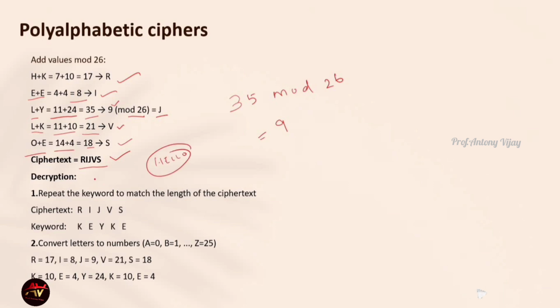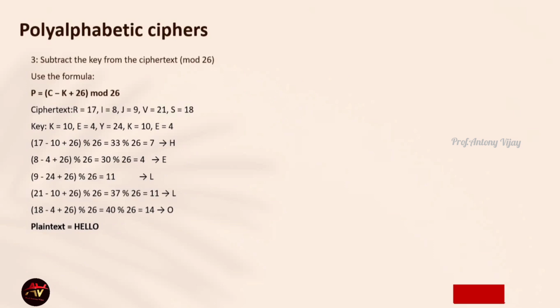Now we have to do the decryption part. Again I am taking the ciphertext and keyword here. We convert the alphabets to numbers again. The ciphertext characters are converted to numbers, and for the key we use the same values as before. Previously we added, now we have to subtract. In order to find the plain text, we subtract the key from the ciphertext, add 26, and take mod 26. So we subtract like this.